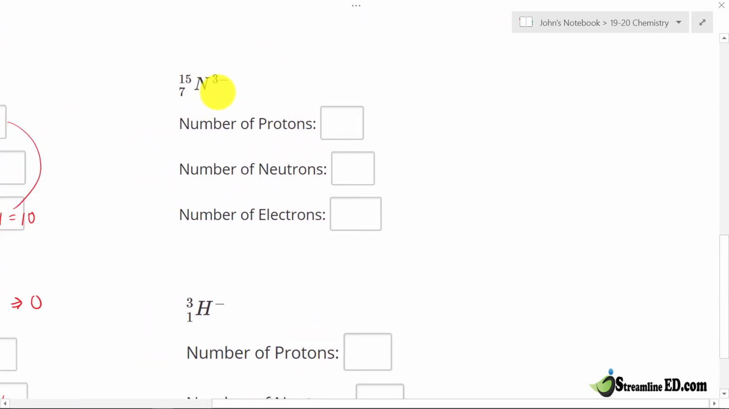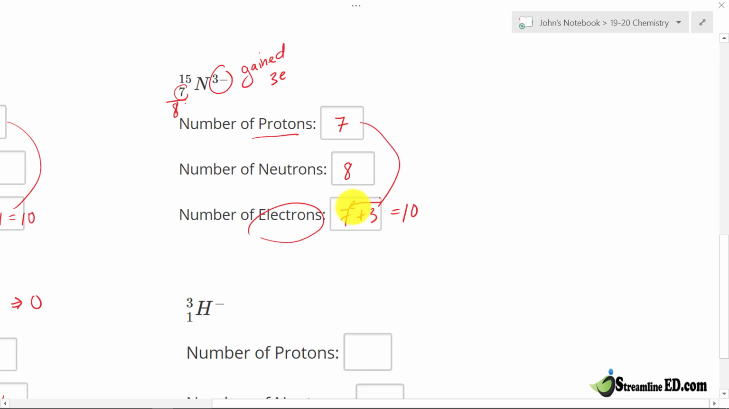Now let's try another one with a negative charge. Again, this is the number of protons. And then for the number of neutrons, you take the top number minus the bottom number, which gives us 8. So we have 8 neutrons. And for electrons, this tells you it has gained 3 electrons. So we have 7 plus 3 gives us 10. And that 7 is coming from there.